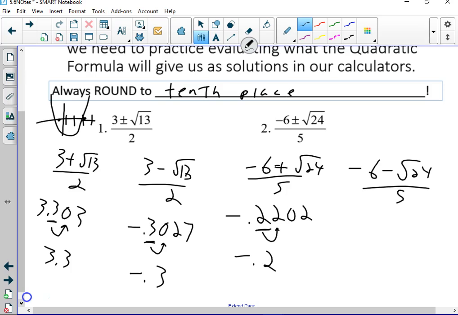And put in negative 6 minus the square root of 24, and divide by 5. We get negative 2.179. This time, the 7 tells the 1 to round up, so that's going to be negative 2.2 rounded.